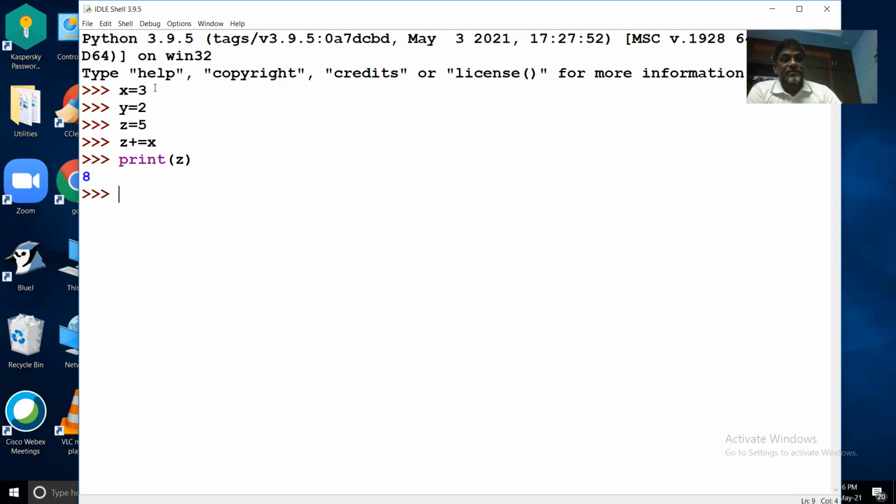See, it is 8. Okay. So now the value of z is changed. You need to understand that z is 8 now. Okay. And x and y are still 3 and 2.